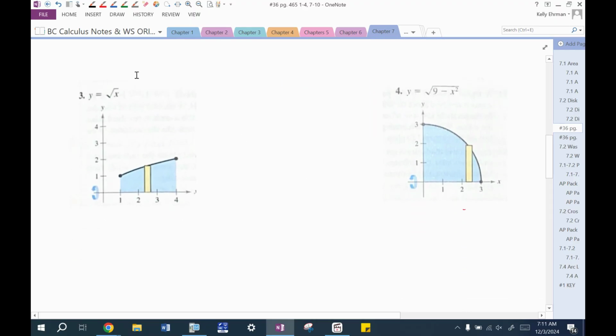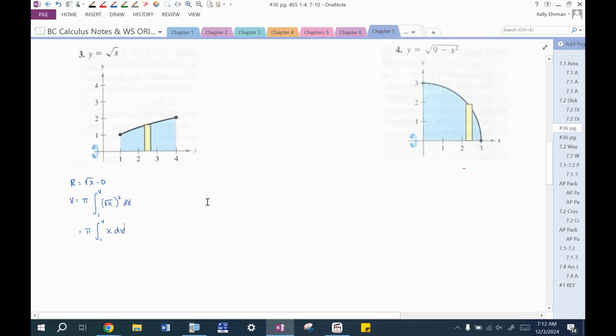Okay, here's our next function, square root of x. So r is equal to top minus bottom, square root of x minus 0. The volume is pi times the integral. This one goes from 1 to 4. And then it's r squared, so square root of x squared dx. So simplify that before you integrate. Square root of x squared is just x.